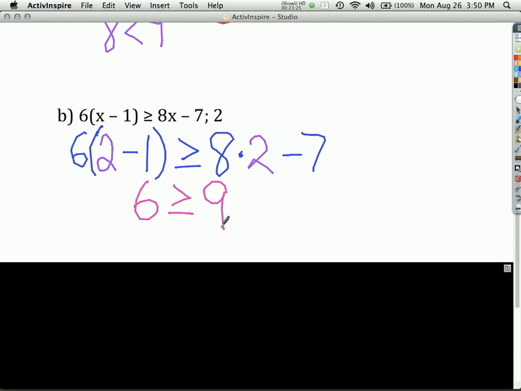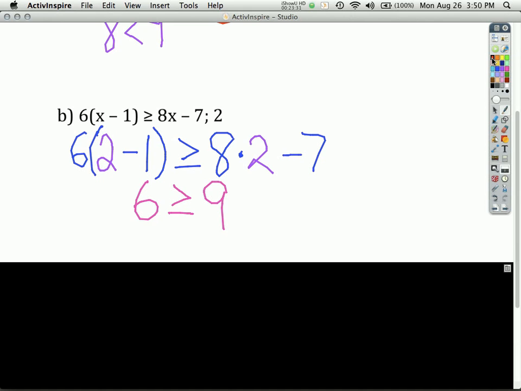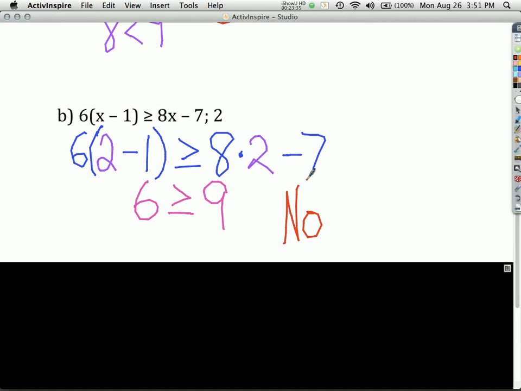Dayanara, what do you think? No, it's not. So this is a false statement, and that means that 2 is not a solution. So the answer is no, and this proves it right here. Any questions on how we did that?